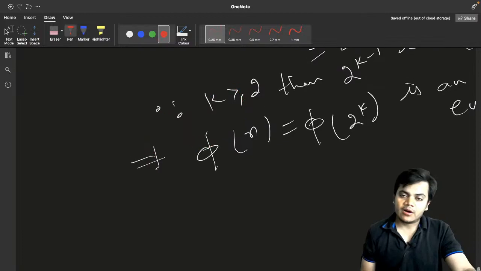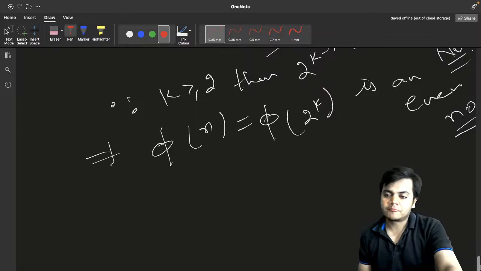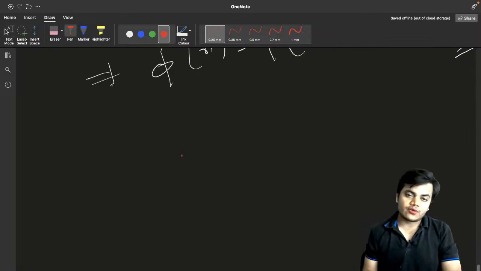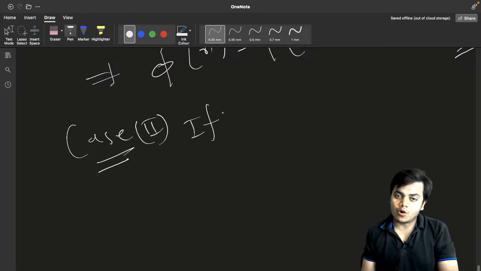Okay. So now let's take another case. What is that? In this case we are going to take the second case, which is case number 2: if n is not equal to 2 raised to the power k.